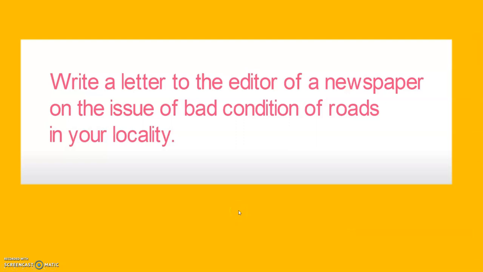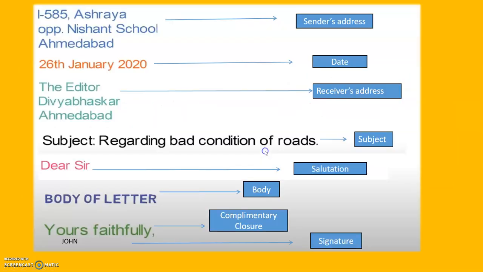So let's see a letter to the editor of a newspaper on the issue of bad condition of roads in your locality. So who are you writing the letter to? You are writing a letter to the editor, the editor of the newspaper. And what is the topic? Issue of bad condition. The condition of the road is very bad in your locality, in your area. So who do you have to write the letter to? You have to write a letter to the editor. Okay, and what is the reason? The condition of your road is not good. Okay, it is bad. So how do we start now?